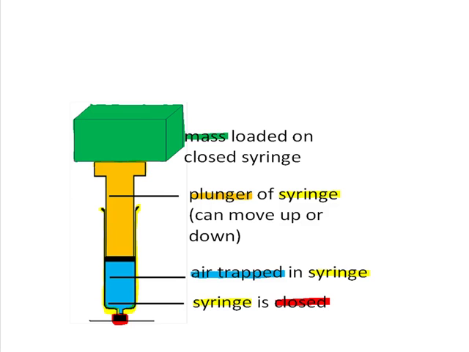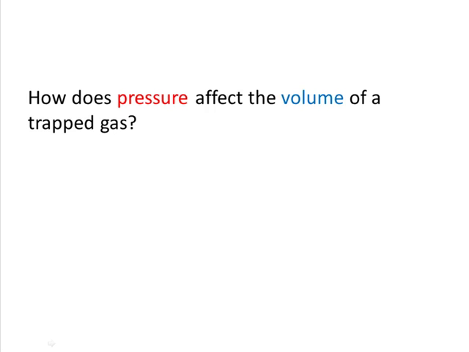Let's use this investigation to illustrate inverse proportion. Our focus question is, how does pressure affect the volume of a trapped gas? X, the independent variable, is pressure, that's what we're going to vary, and Y is the volume of the trapped gas, that is the dependent variable that's going to vary because we vary pressure.